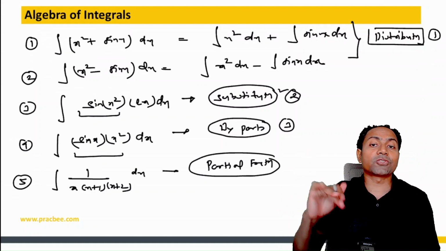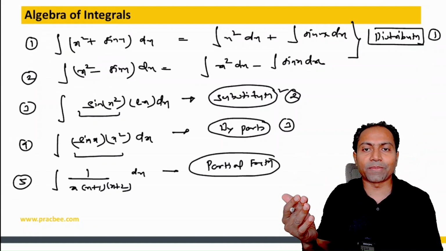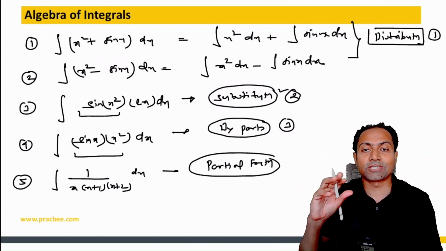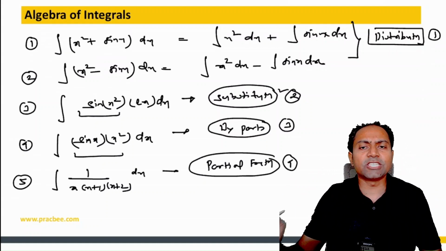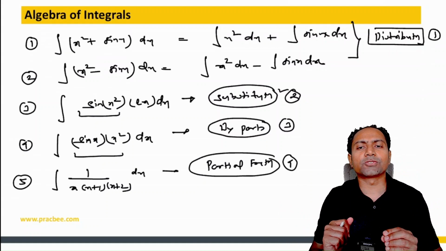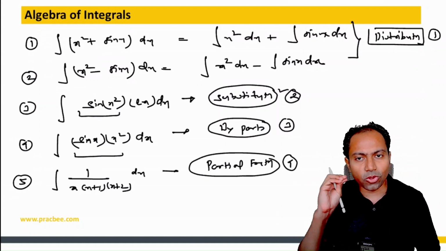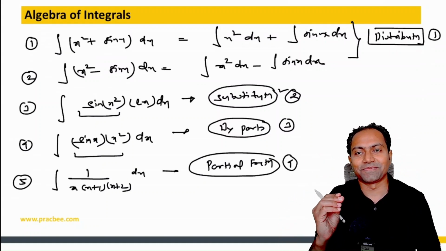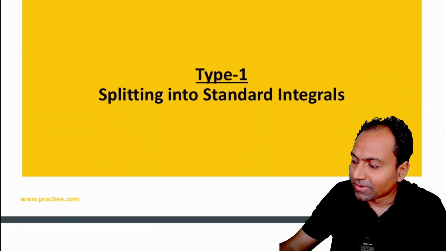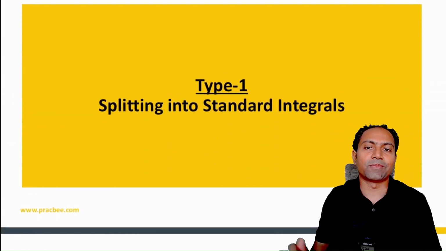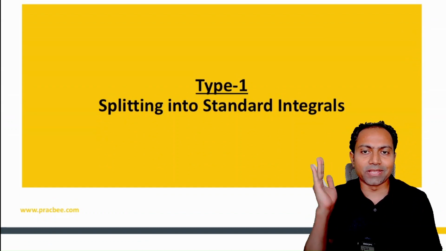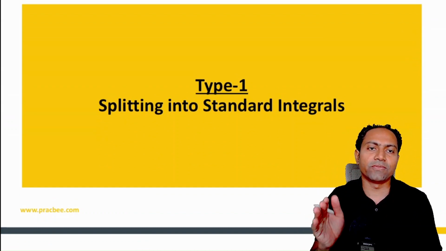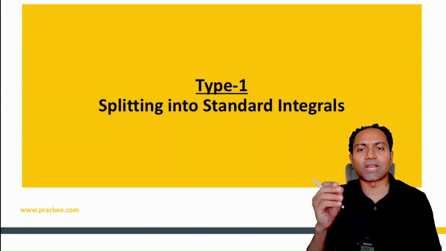And then for division of functions, not everywhere we'll be able to apply it, but in case of rational polynomials, we have a technique that is known as partial fractions. So largely speaking, when you're solving any question of integrals, you will use either of these techniques or a combo of these techniques to come up with an answer. Now let us see what are the first category of problems that can be based on this. The first category of problems are those in which we are splitting, the first technique, distribution technique, in which we are splitting a given integral into standard integrals.